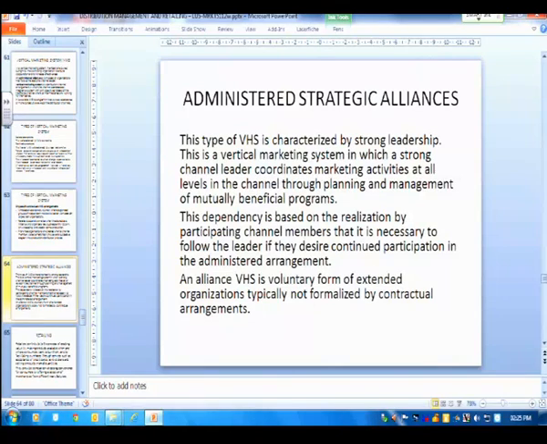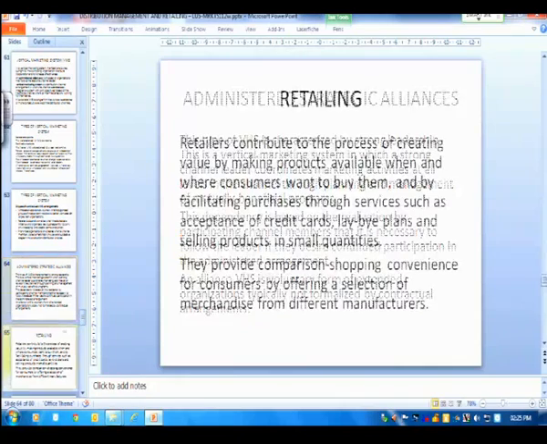An alliance VMS is a voluntary form of extended organization, typically not formalized but with contractual arrangements.